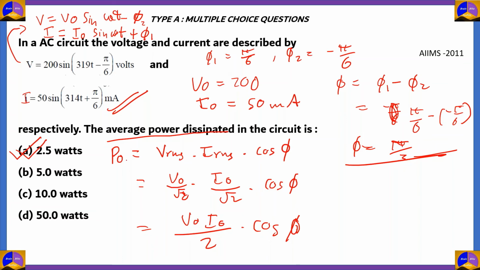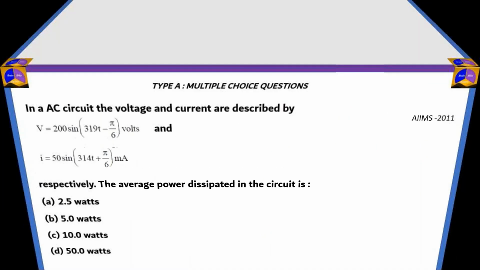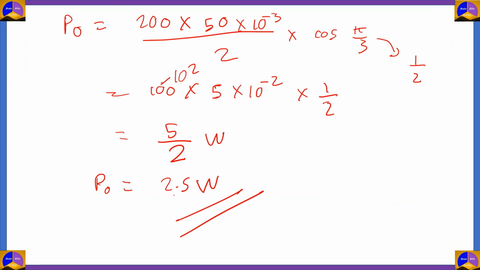We use the formula P0 is equal to Vrms times IRms times the power factor, which is cos phi, where phi is the phase difference. And we got the value P0 is equal to 2.5 watts.